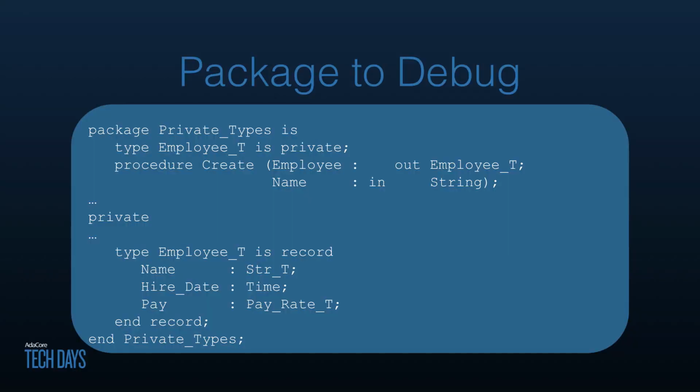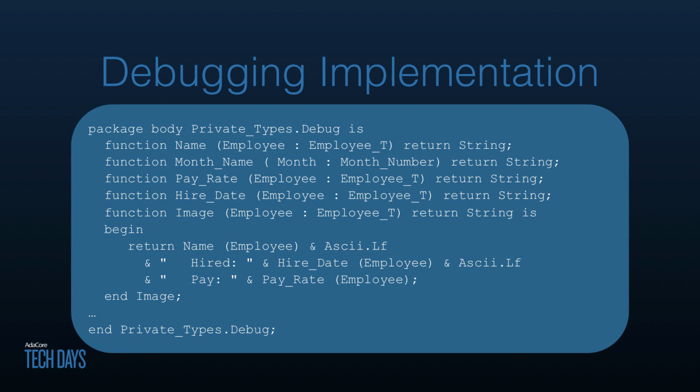I have this private types package. I have an employee, creates an employee, and here's my record. Again, simplifying it for space here. So if I wanted to print that out, yeah, I could print each individual field, but maybe I want to print in the debugger. I'd say I hit a breakpoint. I need to print something out. In my debug package, I have a bunch of these functions where I don't care what the type is. The body of that debug function is going to return the appropriate text. And now I can look at it pretty.